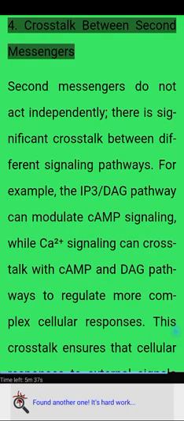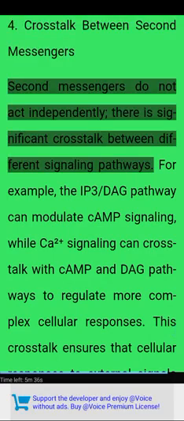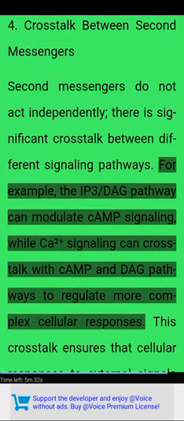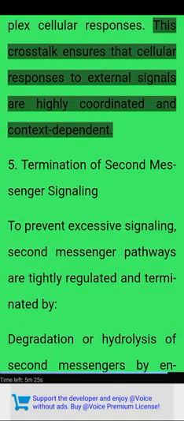4. Crosstalk between second messengers. Second messengers do not act independently. There is significant crosstalk between different signaling pathways. For example, the IP3-DAG pathway can modulate cAMP signaling, while Ca²⁺ signaling can crosstalk with cAMP and DAG pathways to regulate more complex cellular responses. This crosstalk ensures that cellular responses to external signals are highly coordinated and context-dependent.